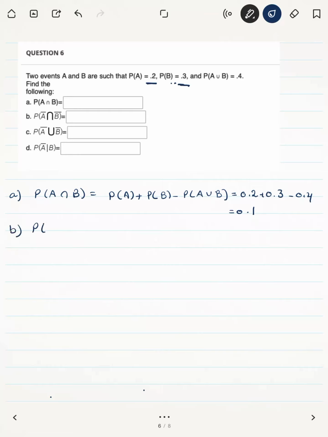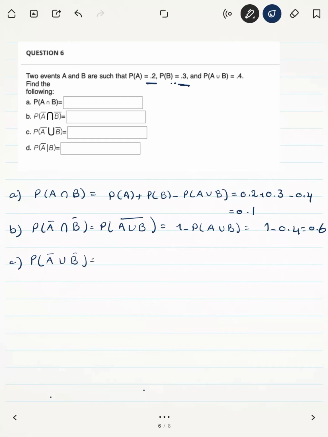Part B, it's probability of A bar intersect B bar. This is going to be probability of A union B complement, so it's 1 minus probability of A union B. So it's 1 minus 0.4, and this 0.4 is given in the question. C, probability of A bar union B bar, it's equal to probability of A intersect B complement. So it is 1 minus probability of A intersect B. So it's 1 minus 0.1, the value that we have obtained in the first part. So it's 0.9.